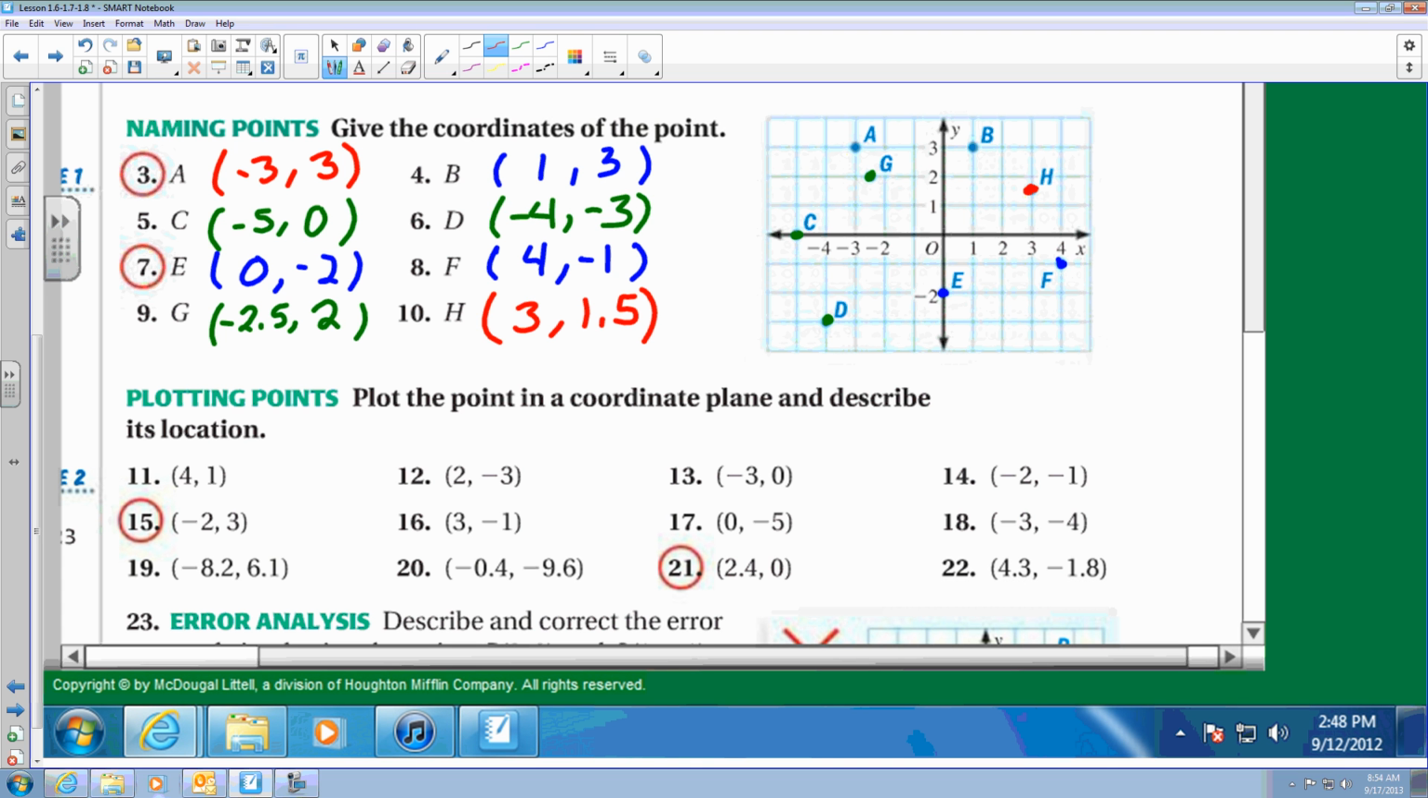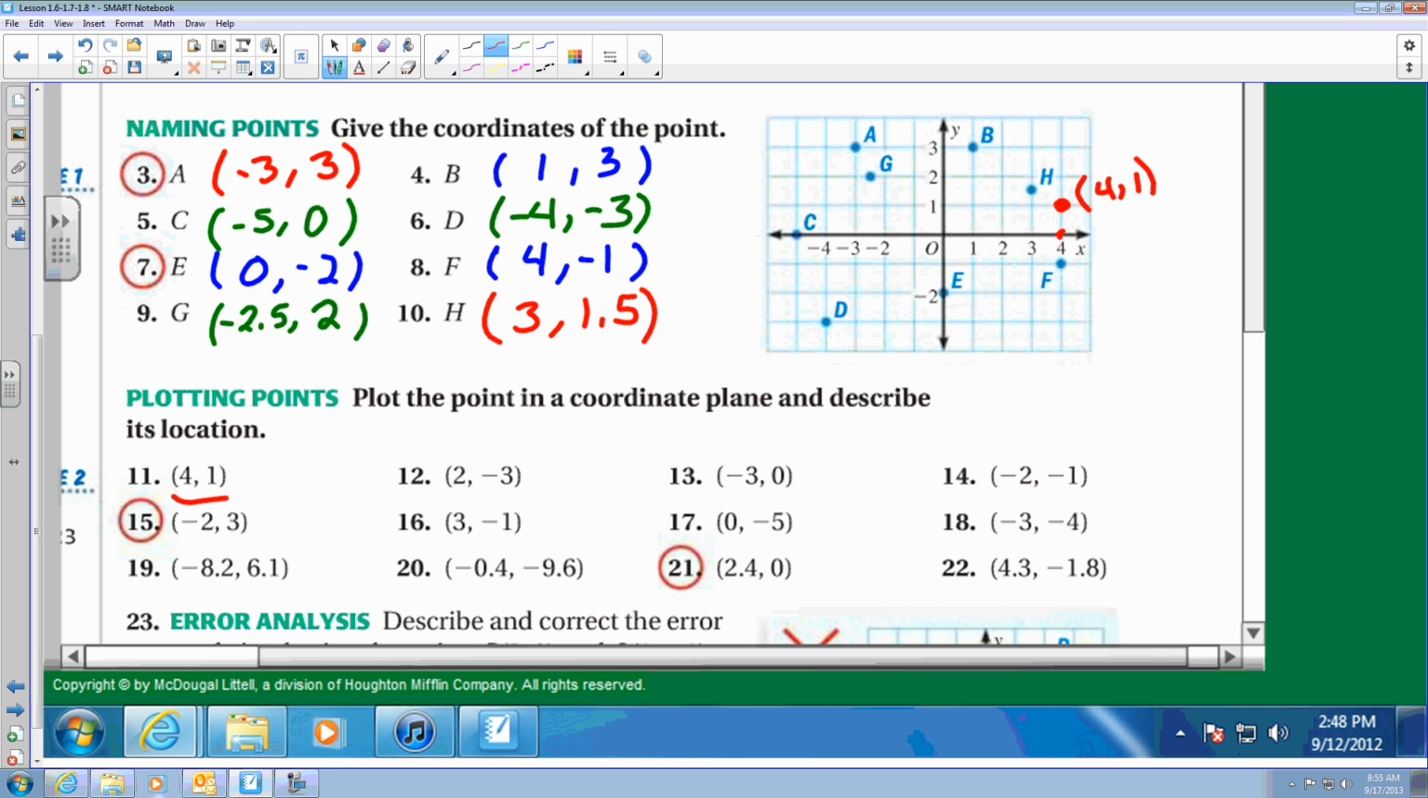For examples like 11 through 22, they're asking you to plot the point and the coordinate, and then they want you to describe the location. Plotting the point is this. So if I had 4 comma 1, that means that I am going 4 positive units to the right, and then I'm going 1 positive unit up. So this coordinate right here is 4 comma 1.